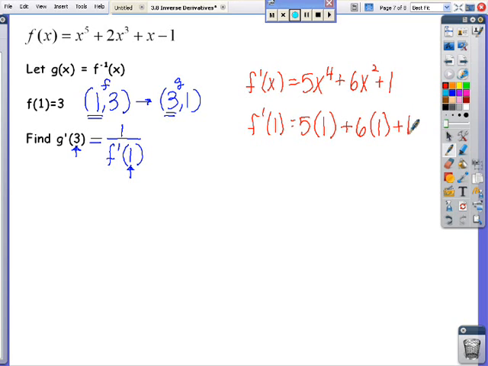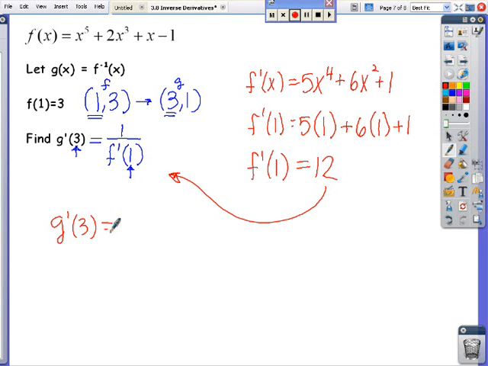Therefore, coming back over here, g prime of 3 is the same as 1 over f prime of 1, and we just found that f prime of 1 is 12. That's actually the answer to our question.